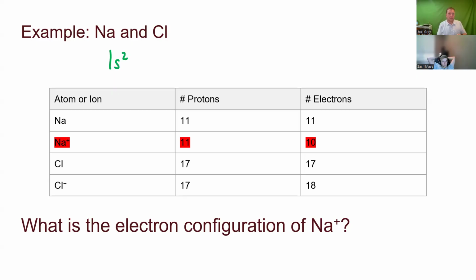After that 1s subshell has two electrons in it, we go on to the 2s subshell. The s subshells can hold a maximum of two electrons. So 1s2, 2s2. We can add those exponents: 2 plus 2, that's 4 total electrons. We have a total of 10 electrons that we need to account for. So that's when we bring in the 2p subshell.